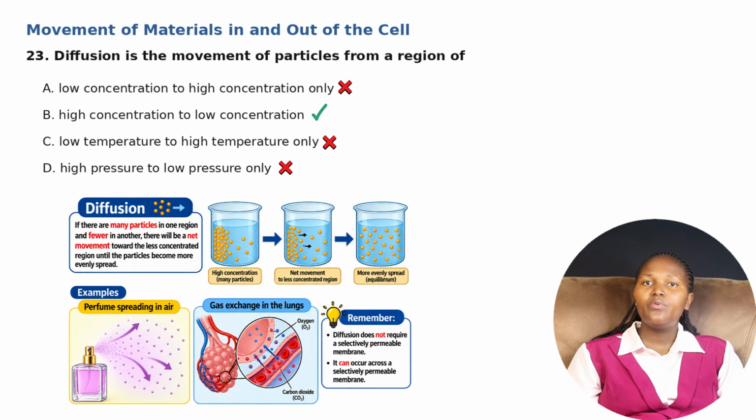For your exam tip, you're always supposed to remember that the direction is moving from high concentration to low. If the question especially talks about water and a selectively permeable or semi-permeable membrane, then think of osmosis rather than diffusion. Now we go to question number 24.